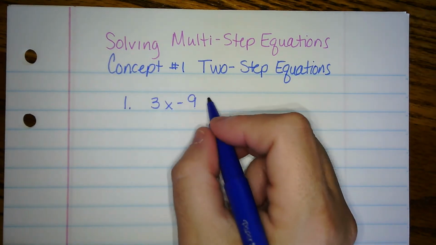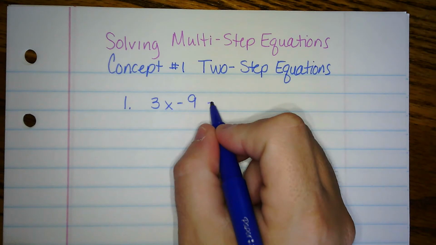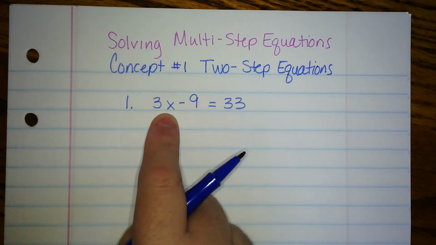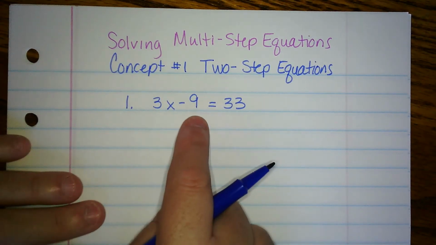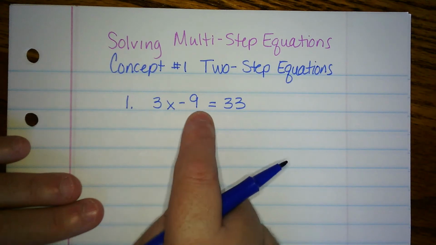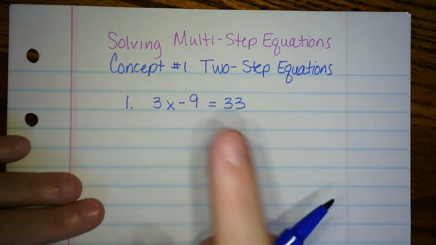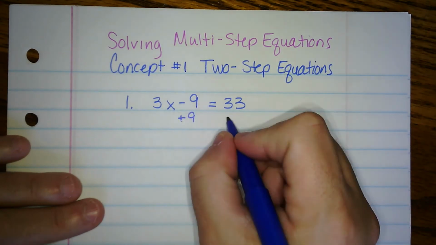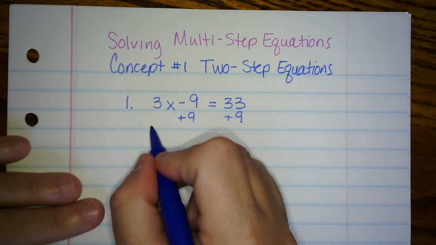Our first example is 3x minus 9 equals 33. And remember that when we're solving 2-step equations, our goal is always to get x by itself, or whatever variable they choose. And the fact that there are 2 operations going on here means that we have to do 2 things. That's why it's called a 2-step. The first thing we need to do is get rid of that negative 9. And when we go across equals, we need to change our operation to the opposite, or inverse. So we are going to add 9 to both sides.